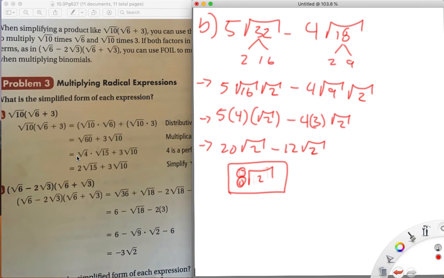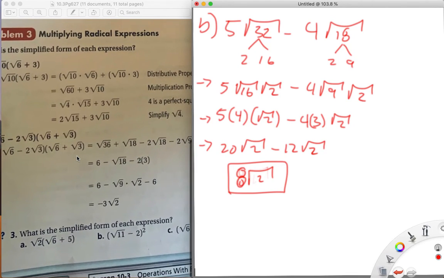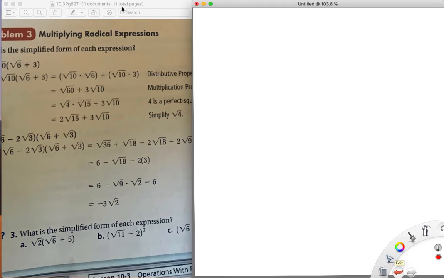We can also multiply expressions, and we can multiply expressions using FOIL. We can multiply radical expressions using the distributive property, as well as adding and combining like radicals. So for number 3a, they give me the square root of 2 times the square root of 6 plus 5. So I'm going to use the distributive property.